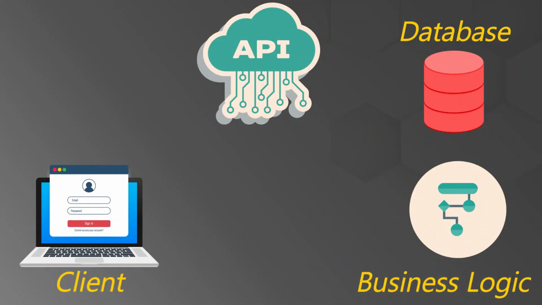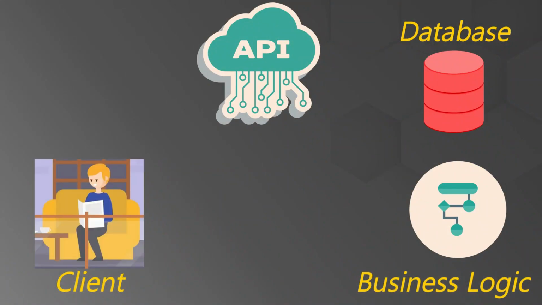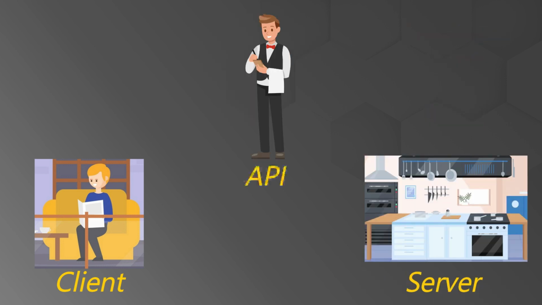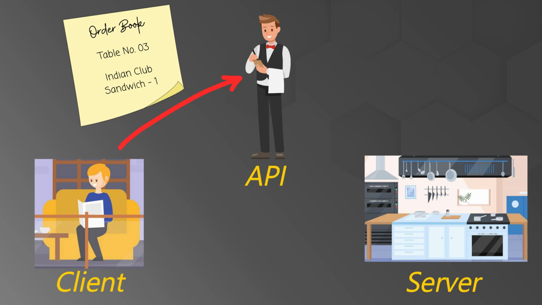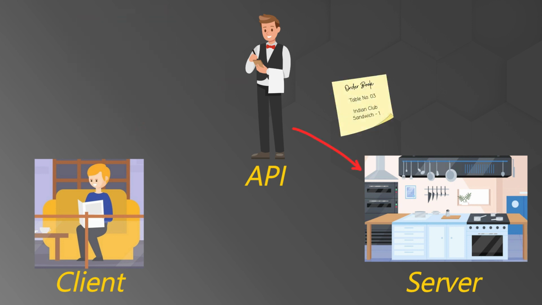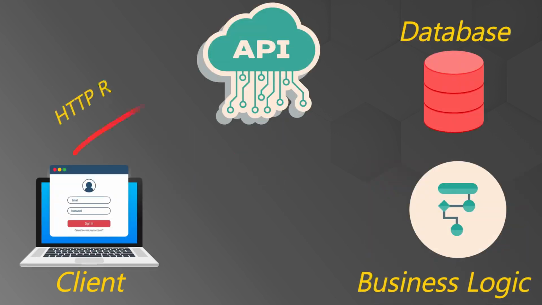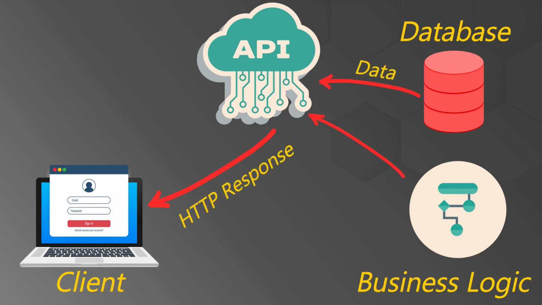In the above scenario, I am the user, the kitchen is the server where food is prepared, and the waiter is the API, which takes the request, sends it to the kitchen, and then delivers the response in the form of food. So this is the brief of what an API is and how it works.